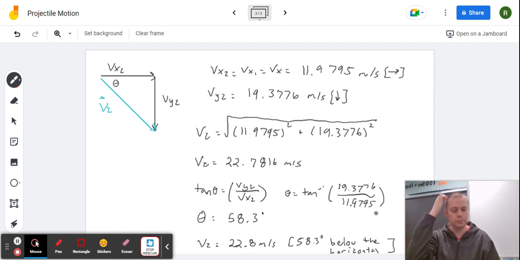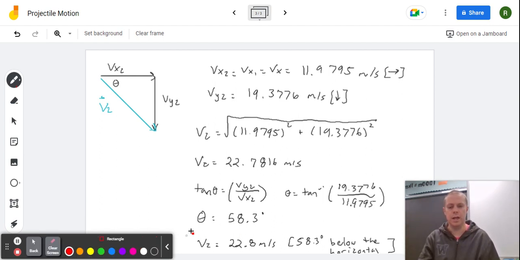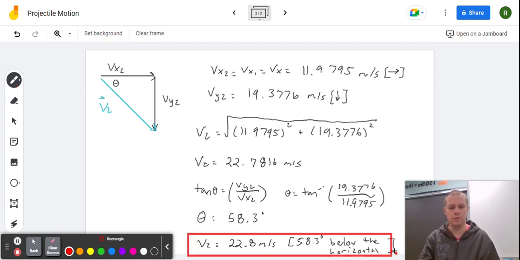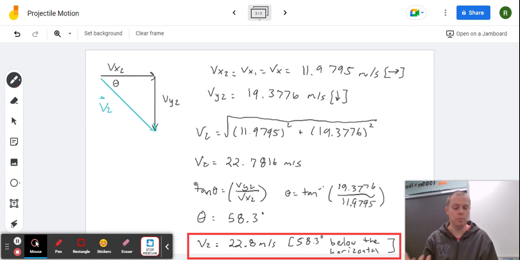below the horizontal. So we didn't have north, south, east, or west, right? We had going right and down. So we just frame it as below the horizontal. Similar to when we launched it, it was above the horizontal. Okay, so that is our final answer. Okay. So that's how these work.